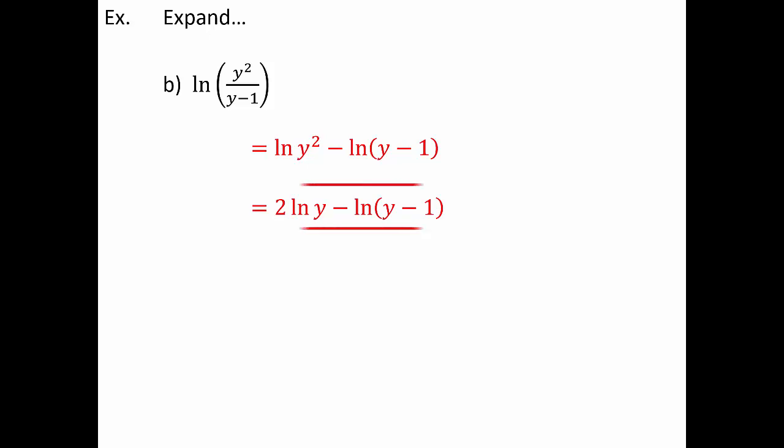All right, we're going to start by breaking the division into subtraction. We have ln of y squared minus ln of the quantity y minus 1. If you don't put the parentheses, that is no longer saying the same thing. On the y squared, the 2 can come to the front, and that's it. Remember, we cannot break up a subtraction problem. ln cannot be distributed onto the y minus 1, so that is the final answer.